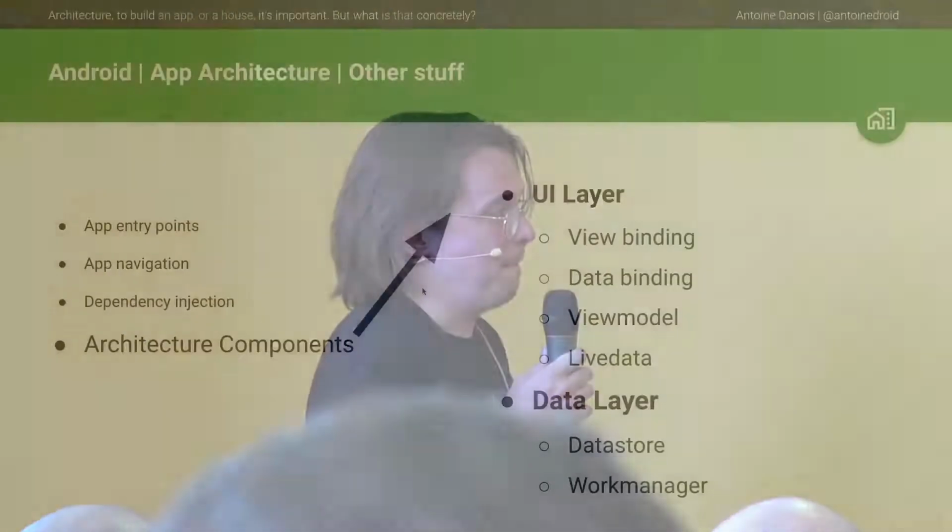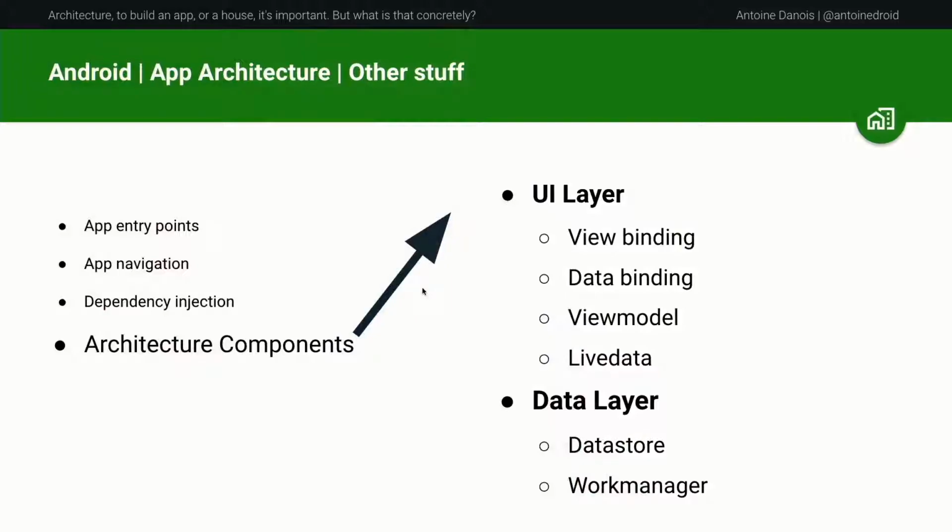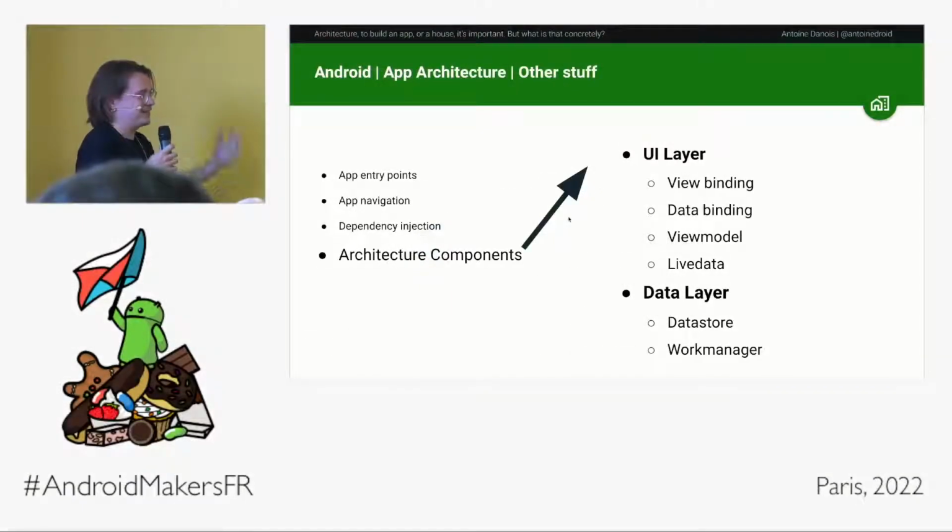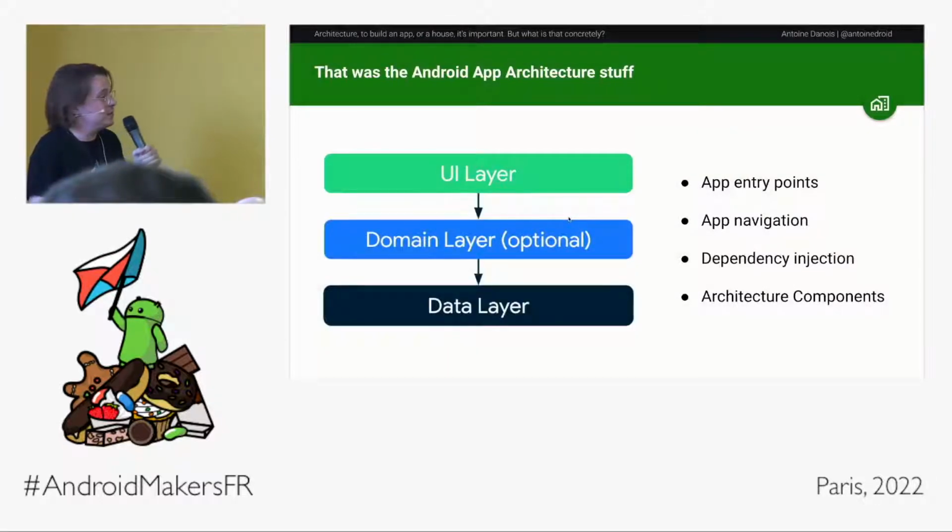And yeah, all the architecture components, for example, the view binding, the data binding, the view model, the live data are part of the architecture. And also the data layer with the data store. If you don't know what the data store is, it's like the shared preferences, but better, to use with coroutines, etc. And work manager to do heavy stuff in a different thread, etc. So this is more part of the data layer. So yeah, that was the Android app architecture stuff.